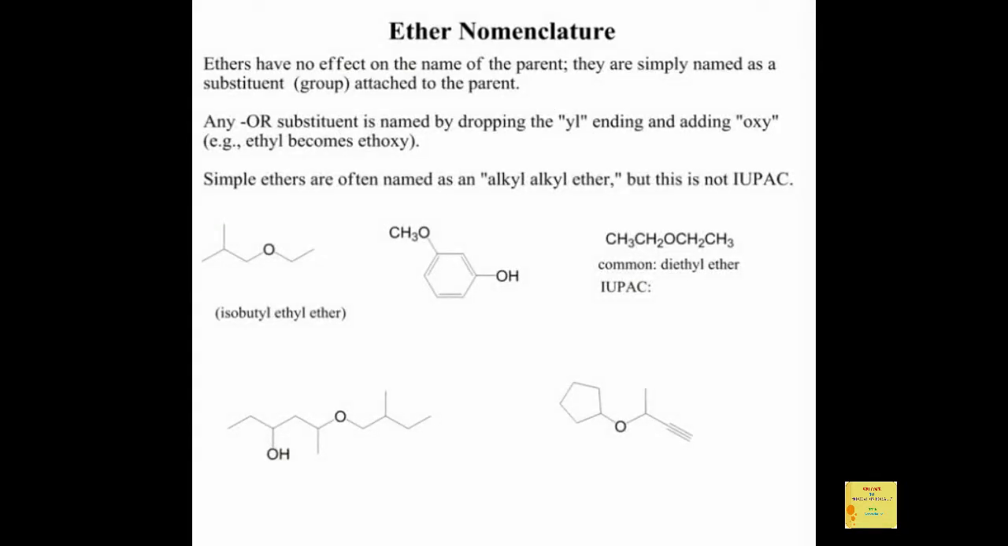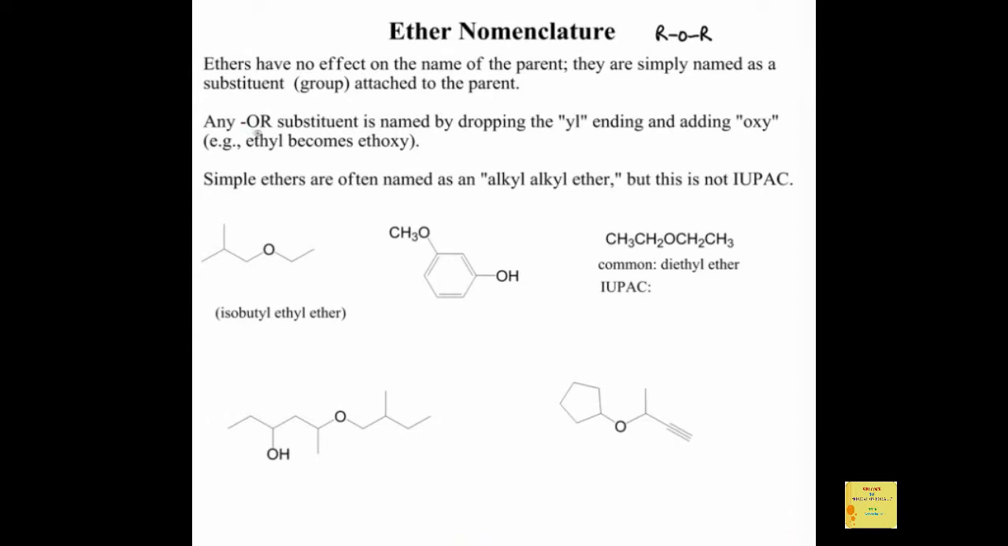Now, if you have an ether in your compound, an ether means that we have an oxygen attached to 2 carbons. Okay, and an ether is not something that changes the parent name like an alcohol does. We're not going to learn a new suffix for it. Instead, it's simply a substituent that you might find attached to the parent. So it's just a group. How do we name that group?